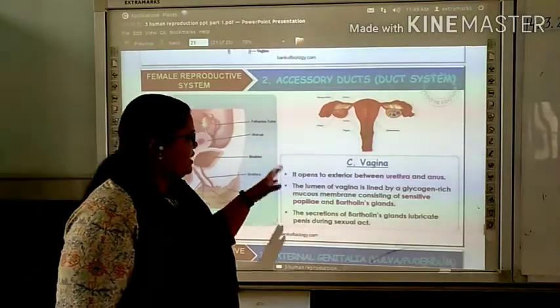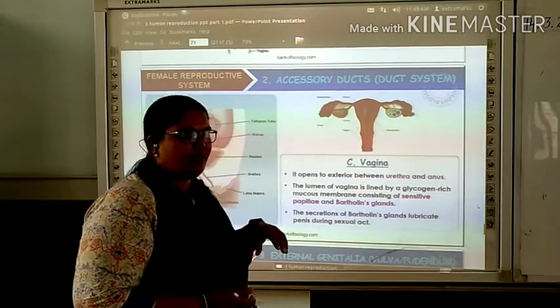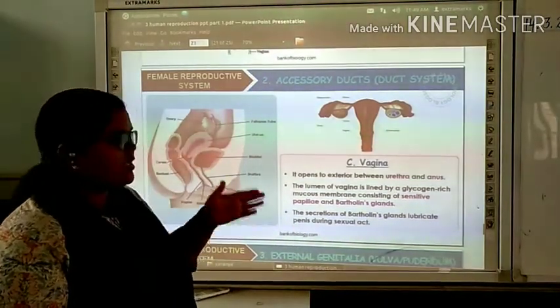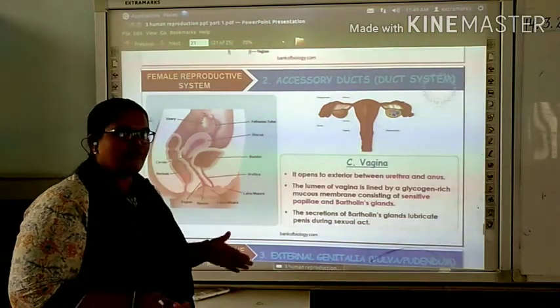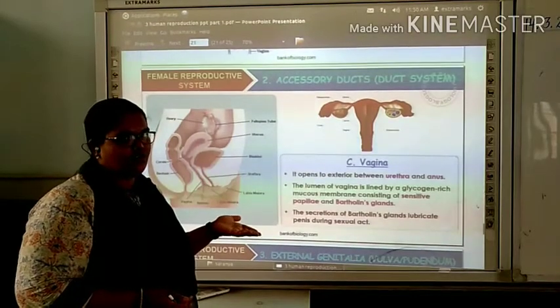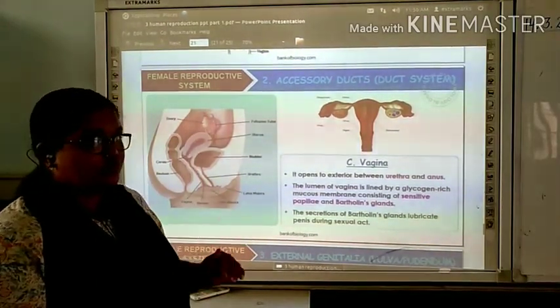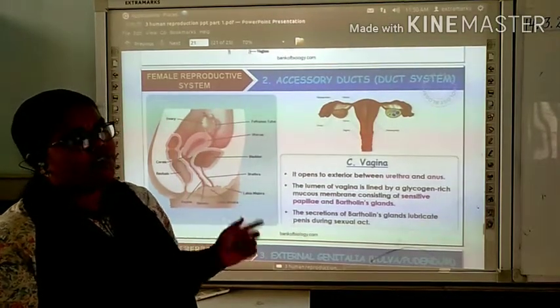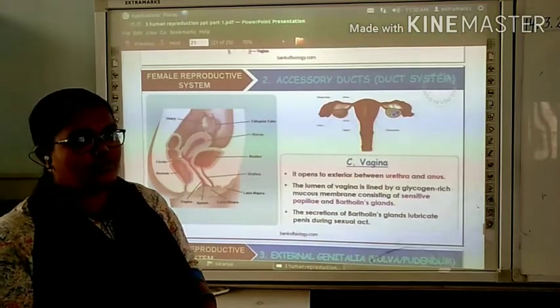So here you can see that the vagina is the opening to the exterior, which is present in between the urethra and the anus. You have to remember one thing: in female there is a separate opening for the urine passage, or the urethra, and for the vagina. For reproduction there is another opening. Through the vagina, the ovum is not coming out. The sperm is going inside. That you have to remember.